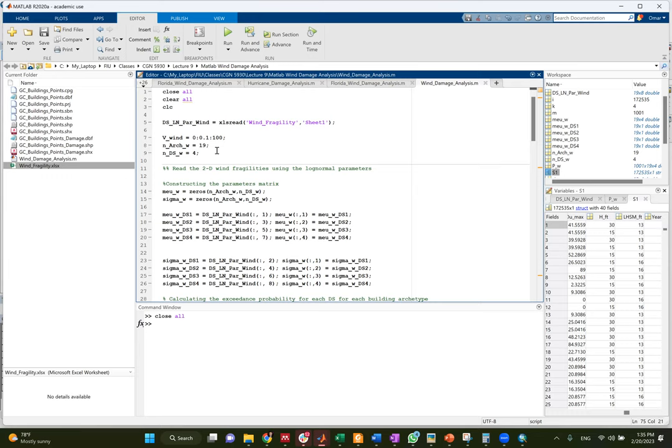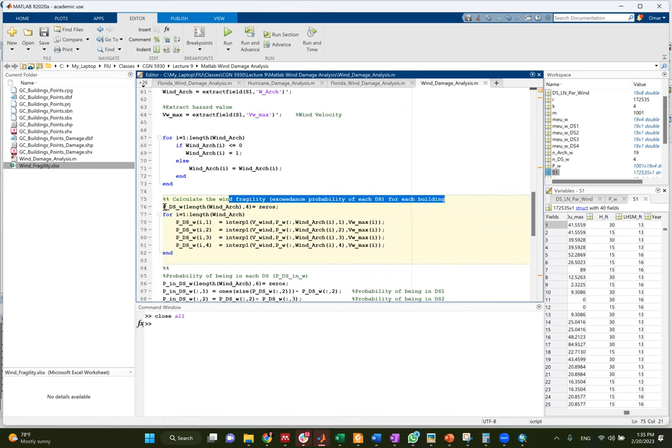All right, so what I did here, I created a matrix. It's called the probability of exceeding damage states for wind, and I made it general damage states, and it has four columns. I initialize this matrix with zeros, and then start to fill these zeros. Column one will be damage state one. Column two will be damage state two. Column three will be damage state three. So it will be a matrix something like this. It will have damage state one, damage state two, damage state three, damage state four. And this is called BDS for wind.